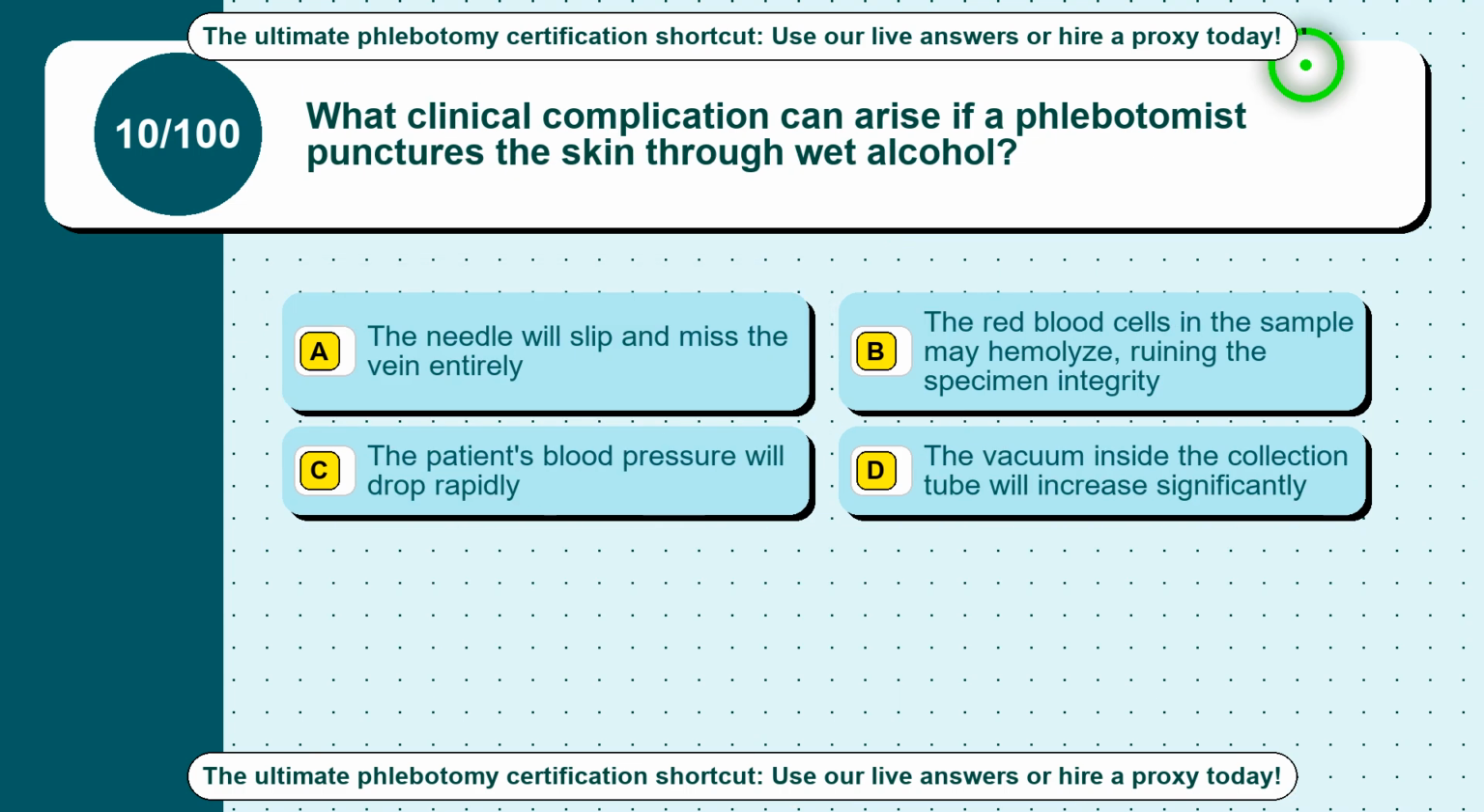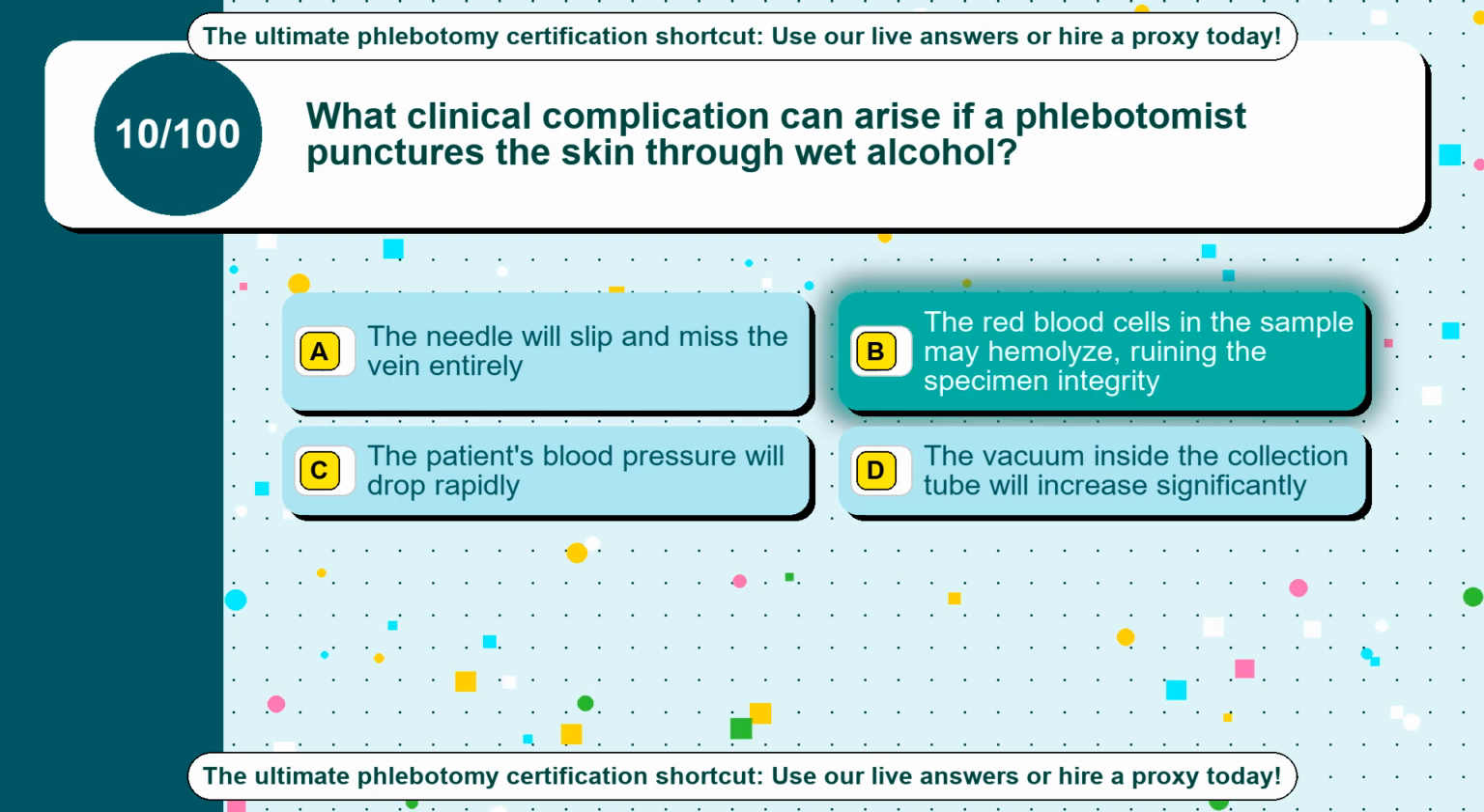Question 10. What clinical complication can arise if a phlebotomist punctures the skin through wet alcohol? Option A, the needle will slip and miss the vein entirely. Option B, the red blood cells in the sample may hemolyze, ruining the specimen integrity. Option C, the patient's blood pressure will drop rapidly. Option D, the vacuum inside the collection tube will increase significantly. The correct answer is option B, the red blood cells in the sample may hemolyze, ruining the specimen integrity.